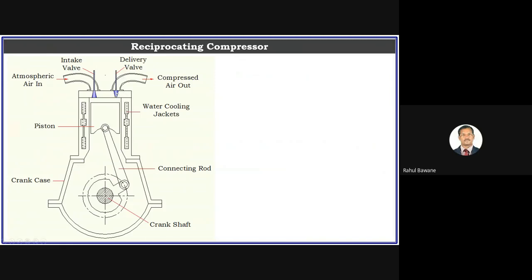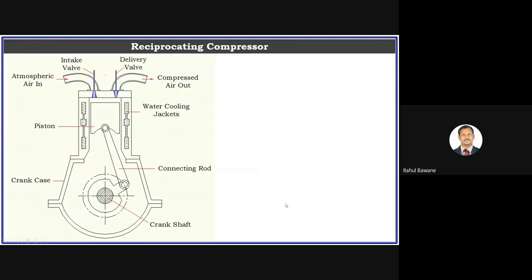The delivery valve is normally a spring loaded valve, whose spring tension is fixed as per the delivery pressure required. When the piston moves upward, it compresses the entrapped air and pressure rises. When pressure reaches the delivery pressure, it lifts this delivery valve and the compressed high pressure air is delivered out. It might be stored in a storage tank or directly used for application purposes. So this is our reciprocating compressor.